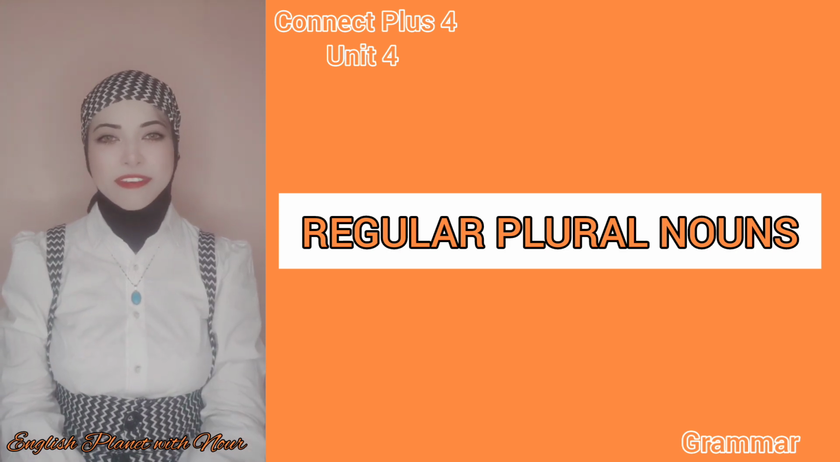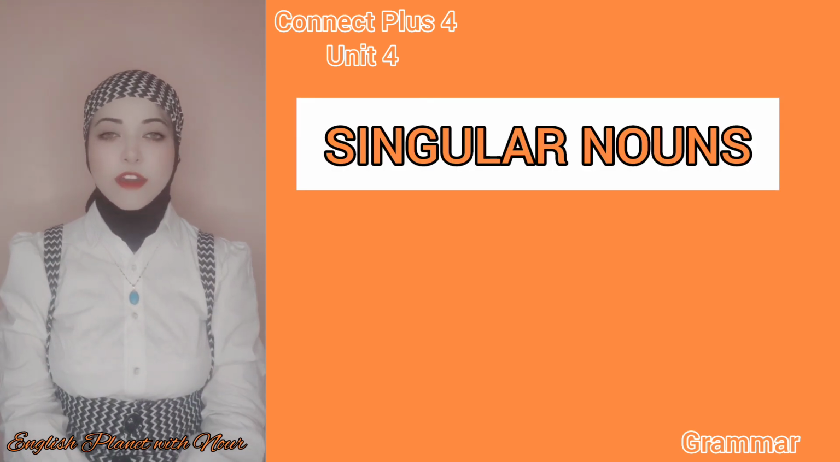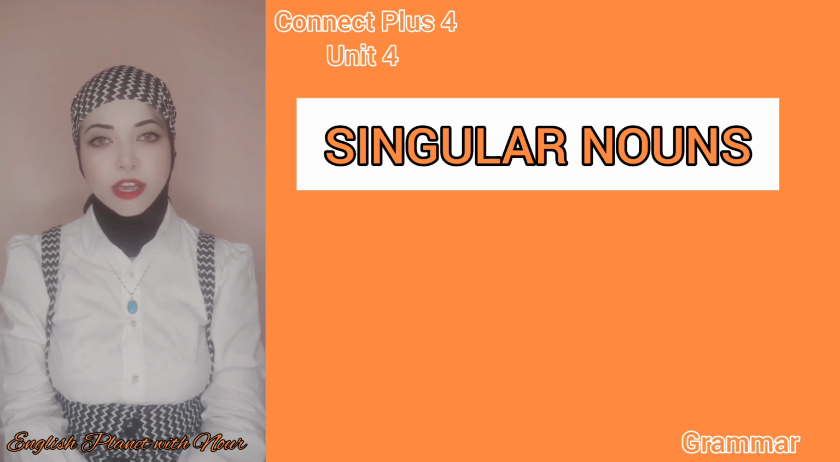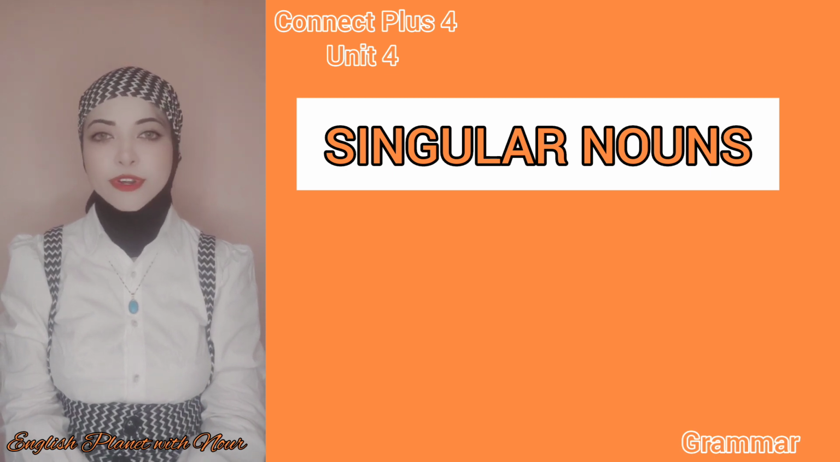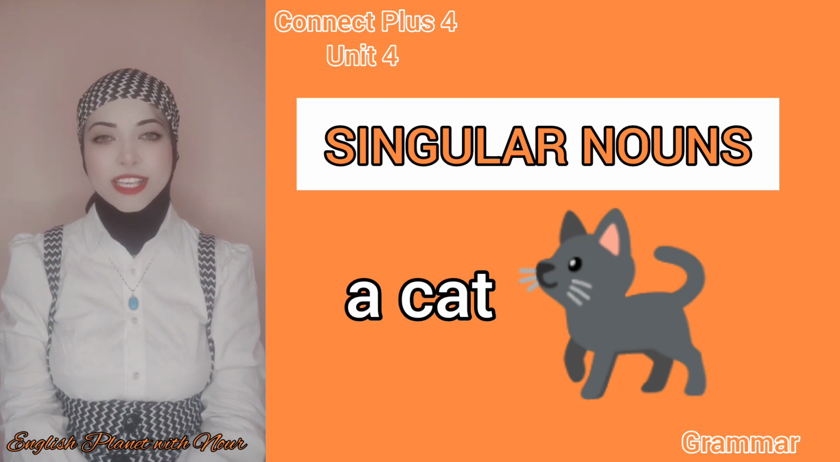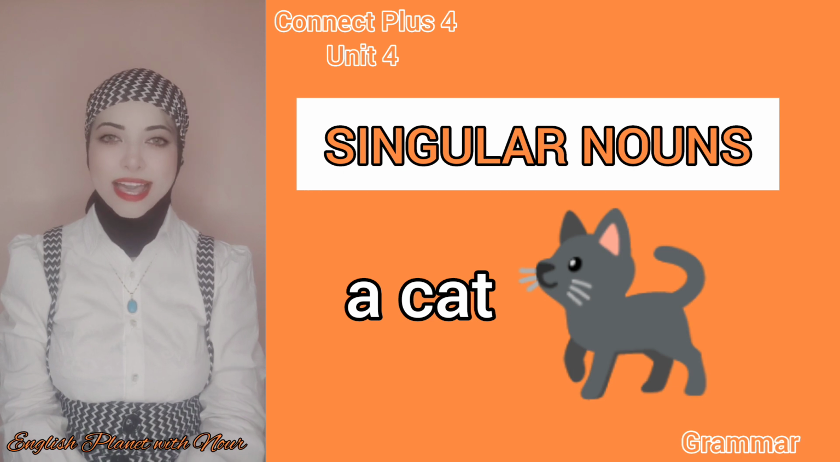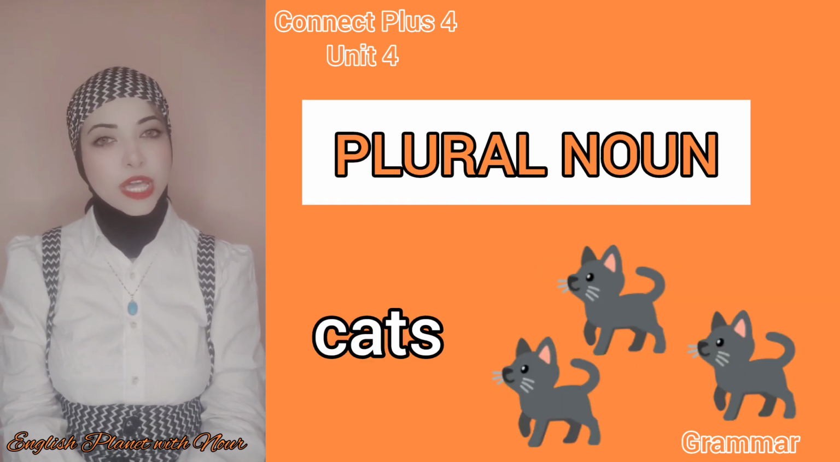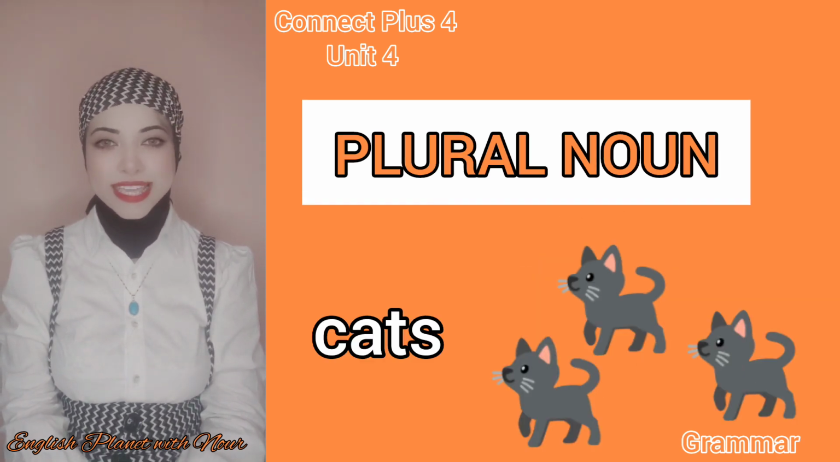Today we're going to talk about the regular plural nouns. If I want to talk about only one singular thing, I have to add a or an before the word. If a word like cat starts with a consonant sound, we have to add a: a cat. And if we want to talk about a group of cats, we have to say cats.